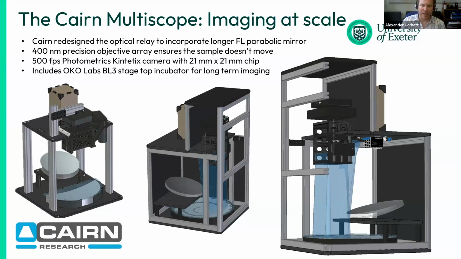The system that we have at Exeter has a Photometrics Kinetix camera with a nice big 21mm square chip, and that can go up to 500 frames per second. So if we want to do tracking across 24 wells at 18 hertz, we can do that. And it also includes the incubator for long-term studies.